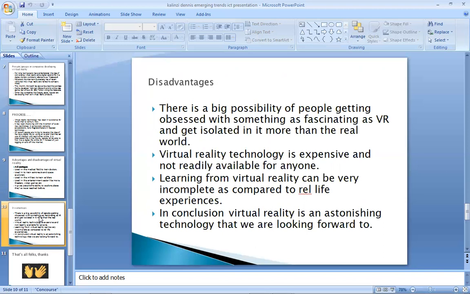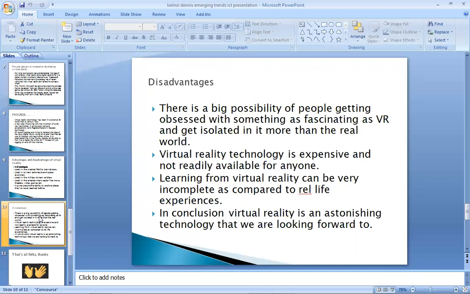Virtual reality technology is expensive. It can't be readily available to anyone, especially for us here in the developing world. It is expensive. That's why it's owned mostly right now by Western countries, countries in the Western world that are very rich. Maybe the Arabs also in the Middle East, Qatar, Saudi Arabia, those ones that are rich.